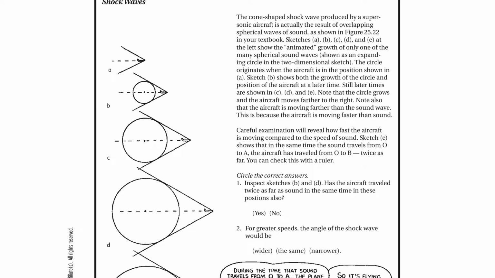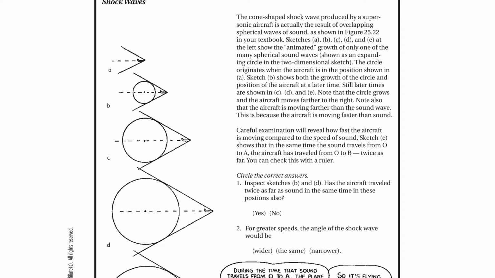Sketches A, B, C, D, and E to the left are animated growth of only one of many spherical wave sounds. So they've just taken one out of it so that you can see the difference. Sketch B shows the growth of the circle position at a later time, and then C, D, and E. Note that the circle grows and the aircraft moves further to the right. Note also that the aircraft is moving faster than the sound wave. Okay, so if the aircraft is outside of that circle, it's going to be faster than the sound wave is.